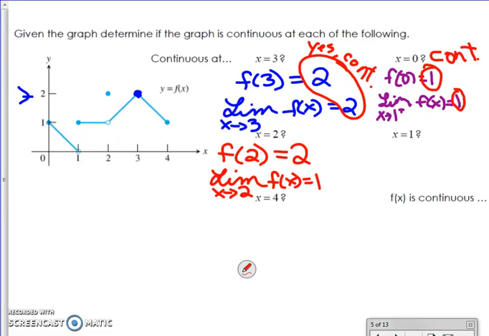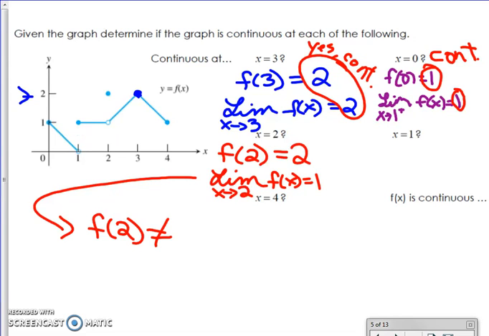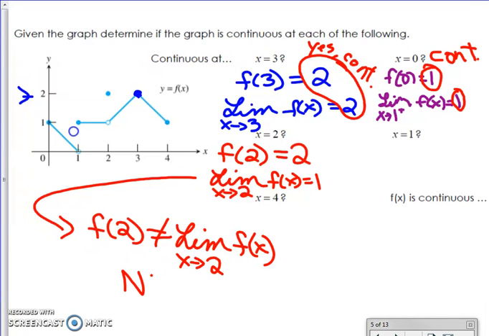Well, here's the problem. I'm just going to write that over here because I'm running out of room. We would say that this is not continuous because f of 2 does not equal the limit. That third condition for continuity said that the limit and the evaluation had to be the exact same thing. So since these two are not the same, we would say that this is not continuous. We would say no. Not continuous. It is discontinuous. So it is not continuous at x equals 2.